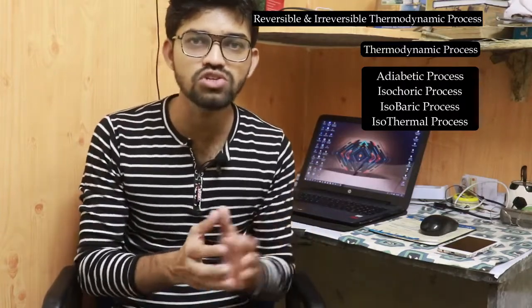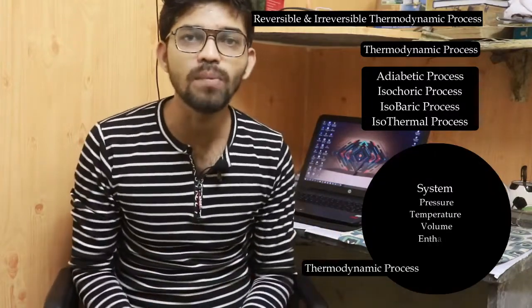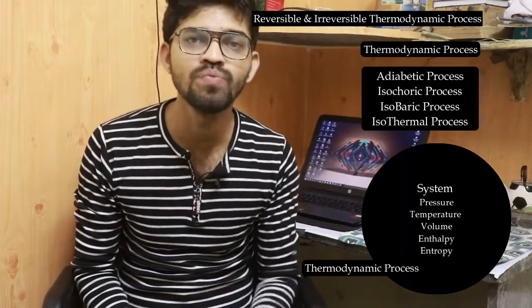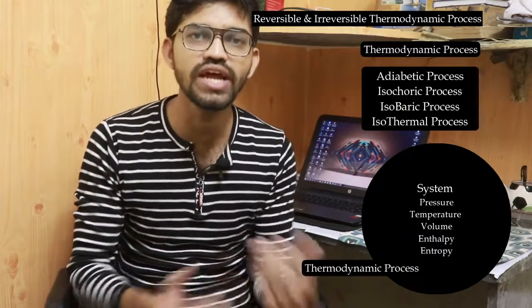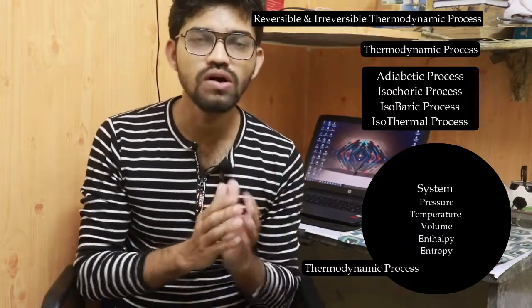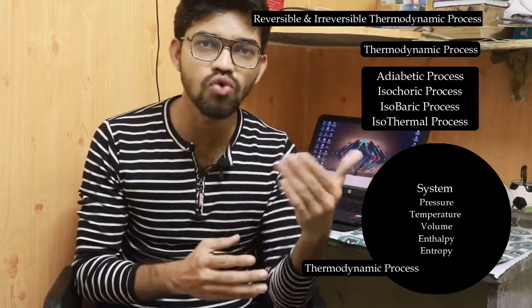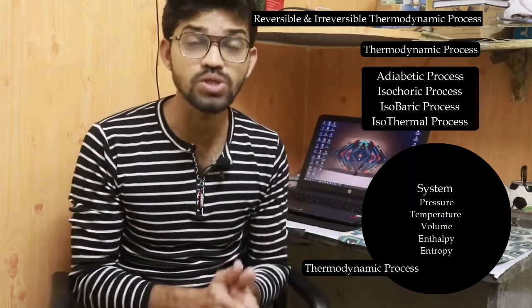So guys, whenever a thermodynamic process occurs, there will be a change in properties like pressure, temperature, volume, heat content, enthalpy and entropy. So there will be a change in any of the properties of the system. Now in this video, these are the four types of thermodynamic processes. The first one is the isothermal process.